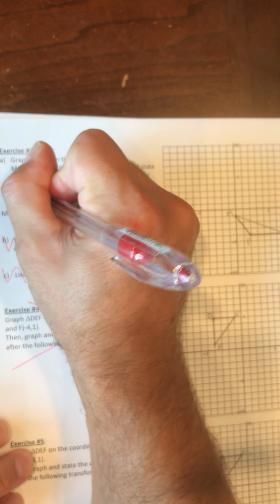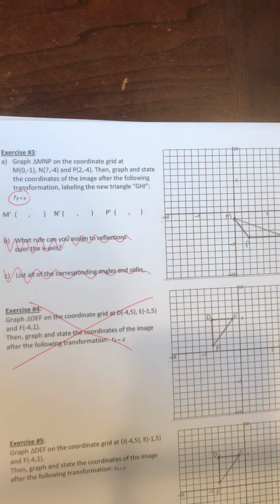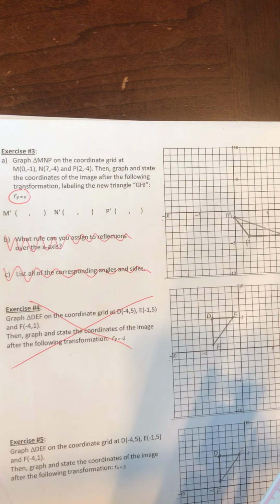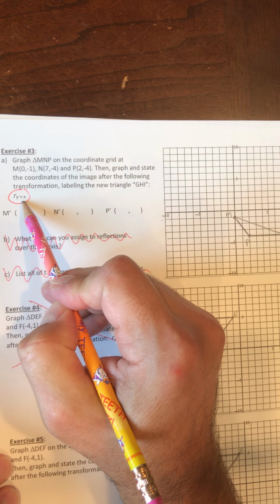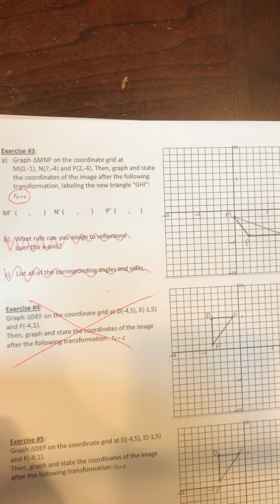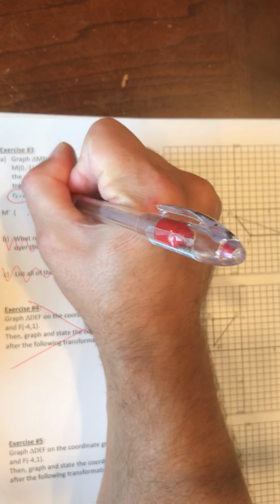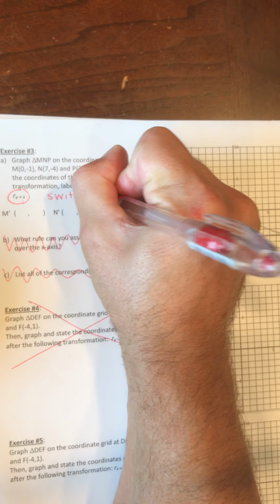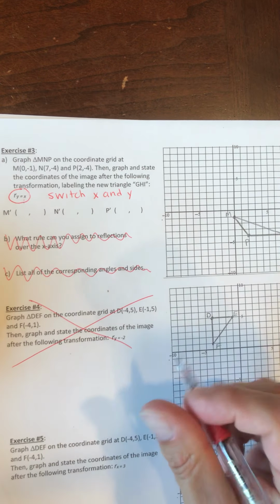Now, all the other reflections, you're going to graph the points first, and then you're going to come up with the coordinates second. But when you reflect over y equals x, it's a little tricky. So here's the bottom line. When you reflect over y equals x, which is a line, the rule is we're going to switch the x and y. That's all there is to it.